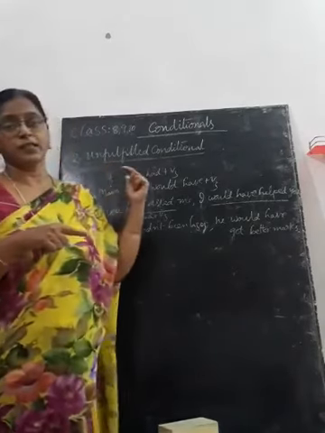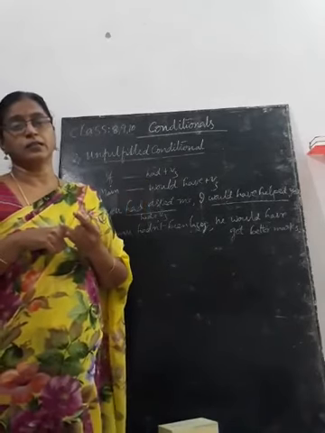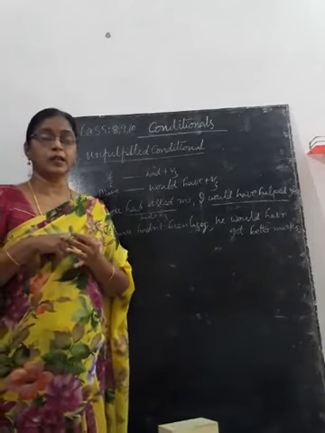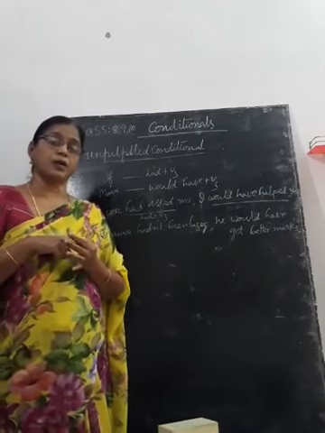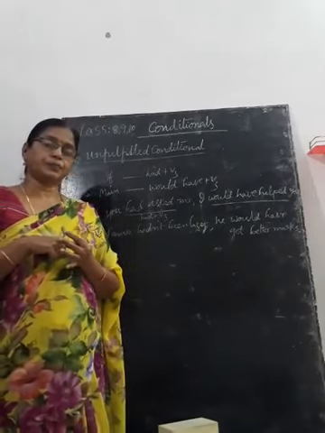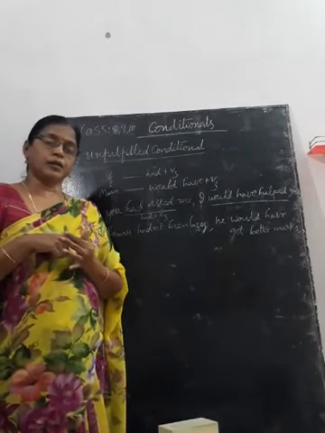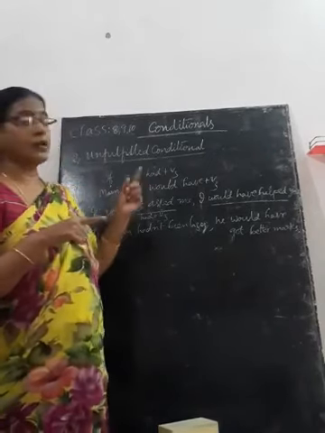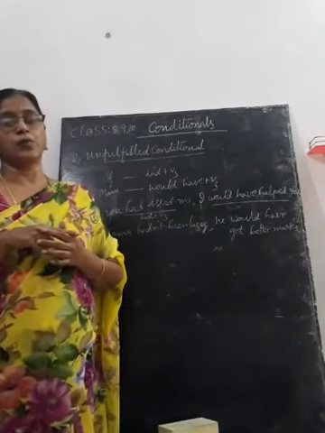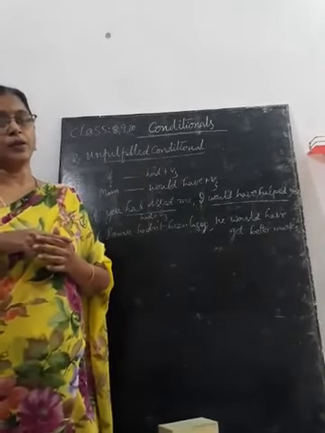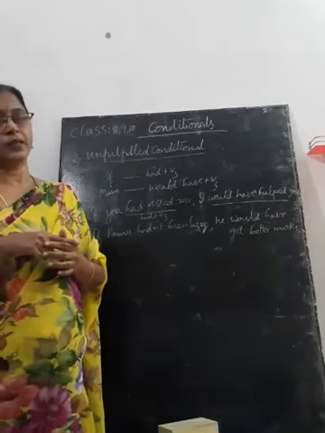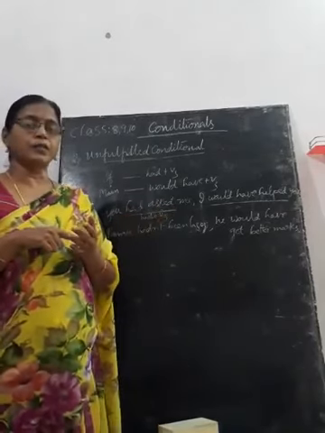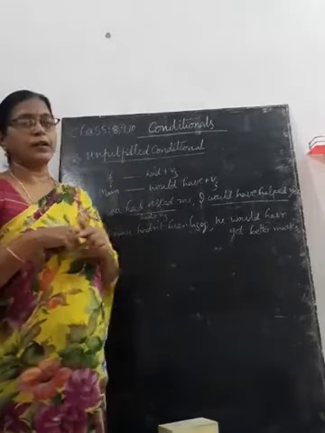Second kind of conditional sentences are also called imaginary or improbable conditional sentences. They are used to talk about present or future imaginary situations. And unfulfilled conditional sentences are used to talk about the past, and it doesn't happen. So to express regret, or to criticize people and point out their mistakes, we use unfulfilled conditional sentences.